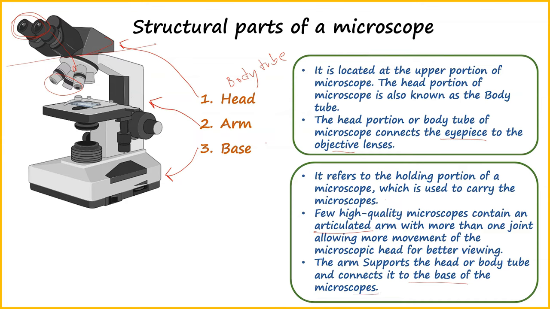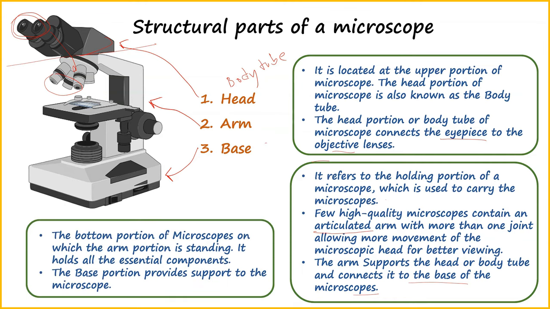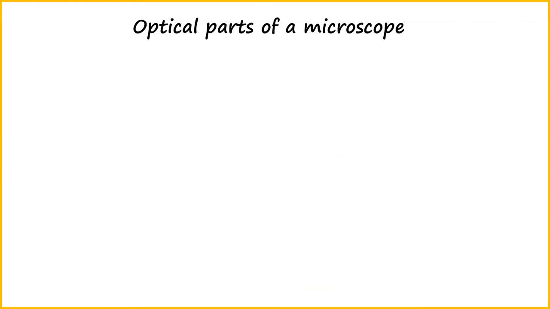So what is the function of the arm portion? It supports the head portion, and it also connects the head to the base. The bottom portion of the microscope, on which the arm portion is standing, holds all the essential components. This portion, the base portion, provides support to the microscope. This is the function. Now I will discuss the optical parts of the microscope.